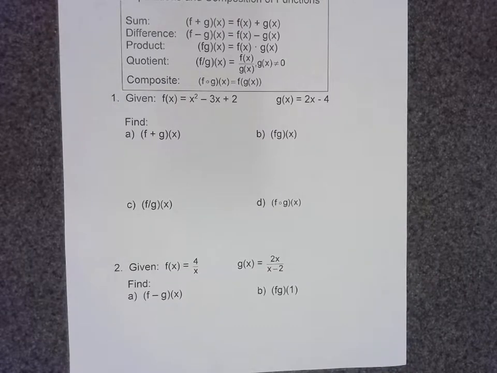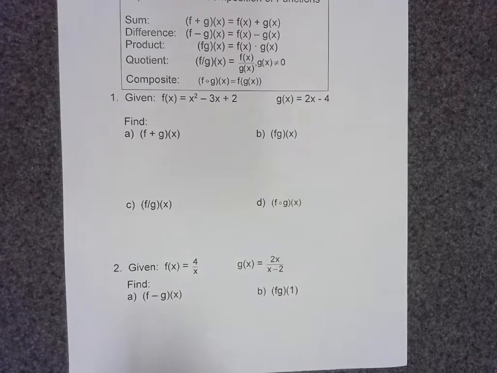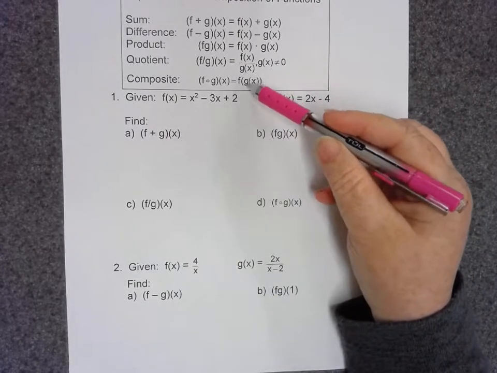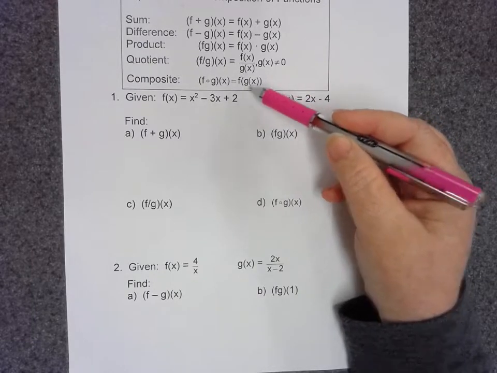Okay, well, today we are going to work on composition of functions, and there's a couple of ways that these are written. One of them is written with the little circle in the middle, and that stands for f of g of x. And what that means is that we are going to take f, and wherever we have an x, we're going to substitute in the equation or the function g of x.